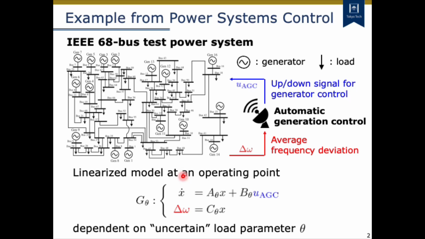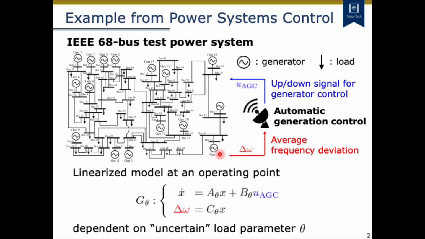In this control, the average of frequency deviations is measured as an output signal from generators, while a generator control signal is broadcasted to controllable generators. Please note that both delta omega and U as you see here are supposed to be scalar signals. In general, a power system model is nonlinear, but we can linearize it at the operating point of interest.